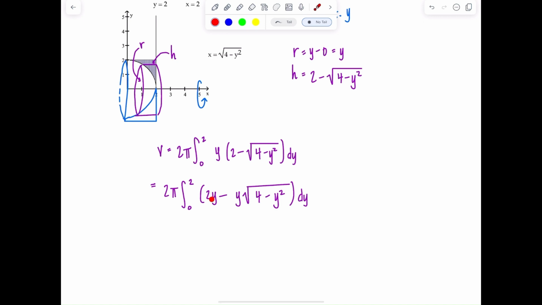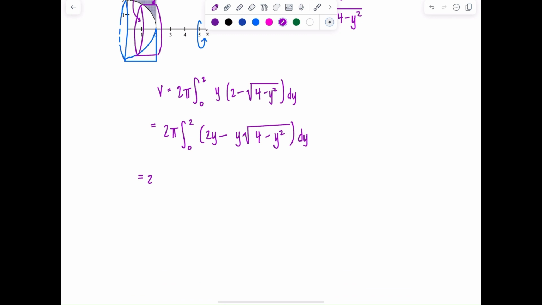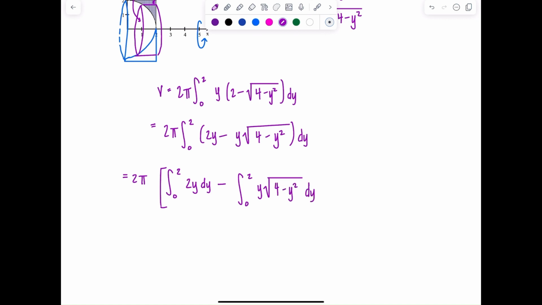But this doesn't need a u sub. So what you need to do is just split the integral, okay? When you get more advanced, you could probably do this u sub in your head, but I don't want to traumatize you, so we won't even talk about such things. So we'll split these guys up. Integral 0 to 2, 2y dy. Let's just do the 2 pi to everybody later. 2 pi times that one minus integral 0 to 2 y rad 4 minus y squared dy. Like that, okay?